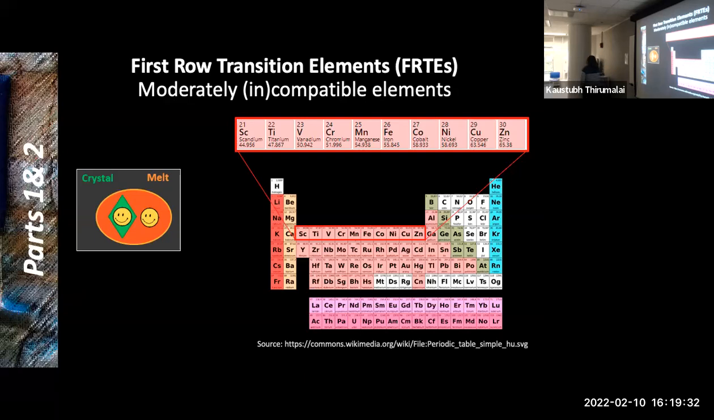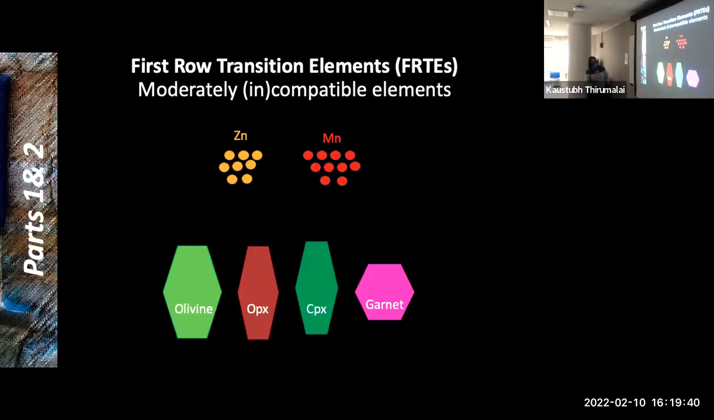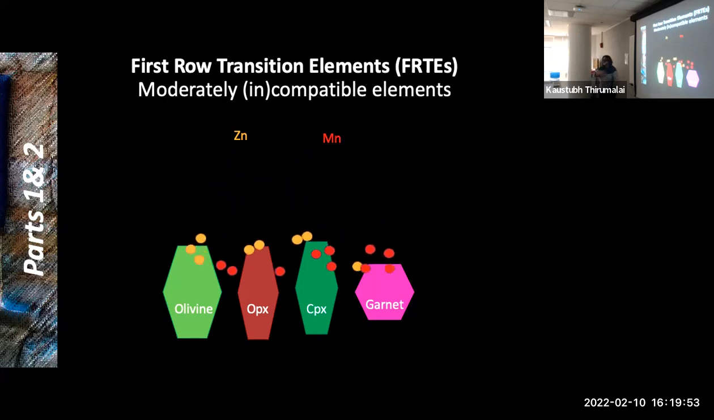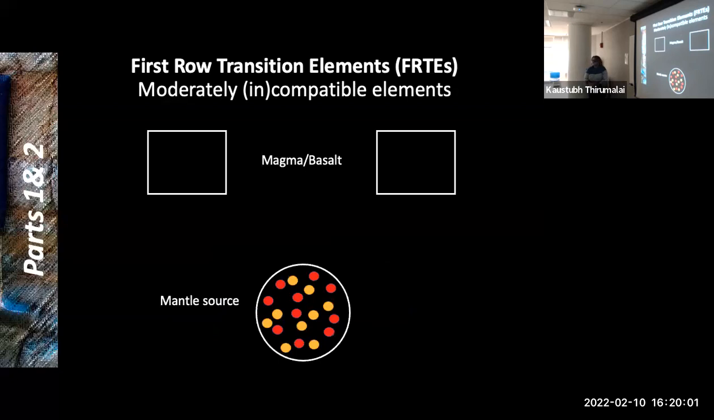The second thing is they have contrasted partitioning behavior, depending on the mantle phases. So for example, if we consider zinc and manganese, manganese tends to be more compatible in garnet than in other minerals, and zinc slightly prefers olivine. So what you will have is a different distribution of these elements inside the different phases that can be present in the mantle. So why is it important?